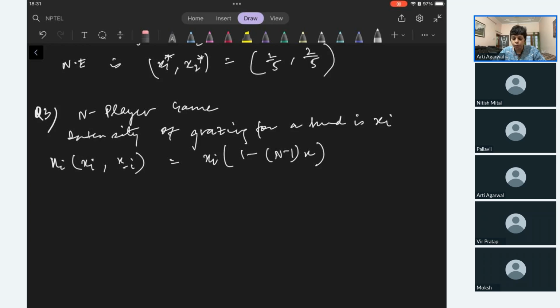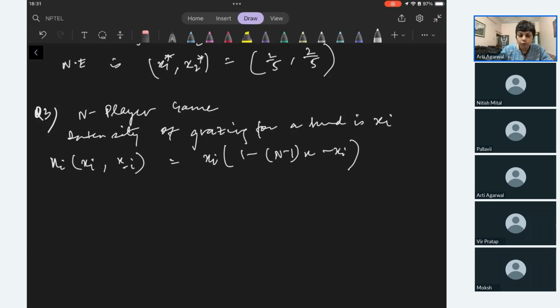So, sorry, this is going to be 1 minus x. The term in the bracket has to include 1 minus the intensity of grazing of all the herds, so n minus 1 into x minus, which is my intensity of grazing.